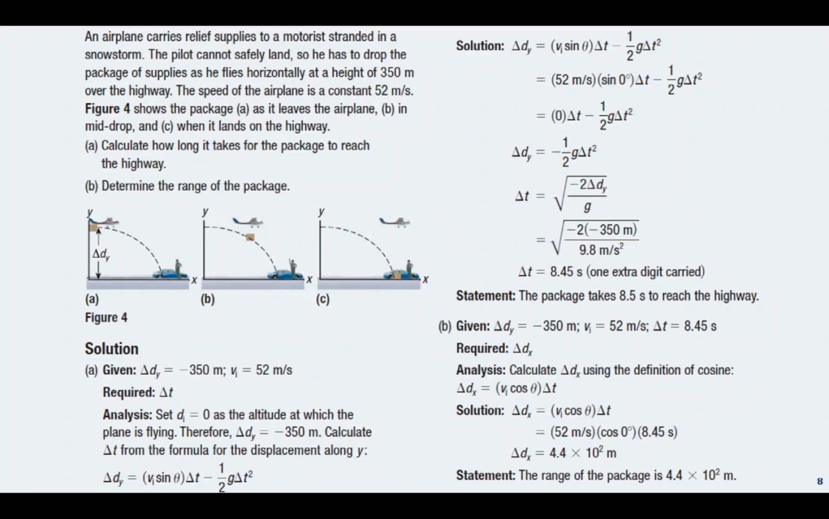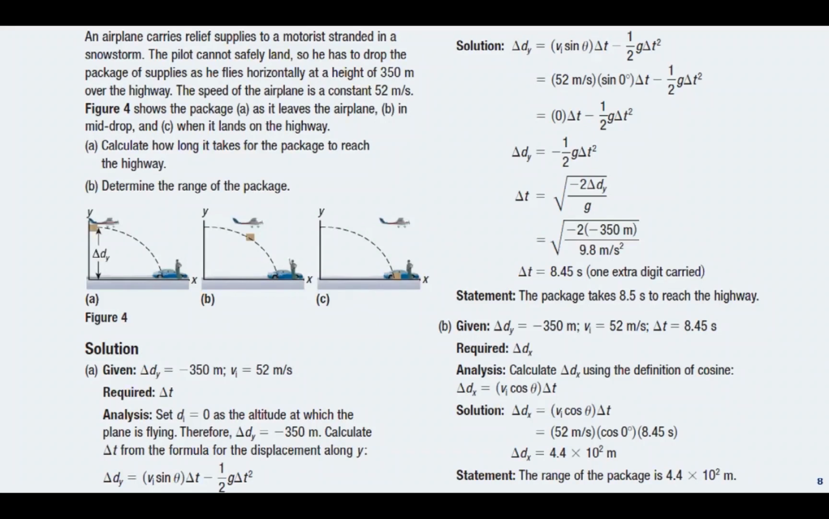Following this concept, we find delta dy equals -1/2 times g times delta t squared. And from this equation, we find delta t is the square root of -2 times delta dy over g. Then putting all the values in, we have delta t equals 8.45 seconds. So the package takes about 8.5 seconds to reach the highway. Any questions?